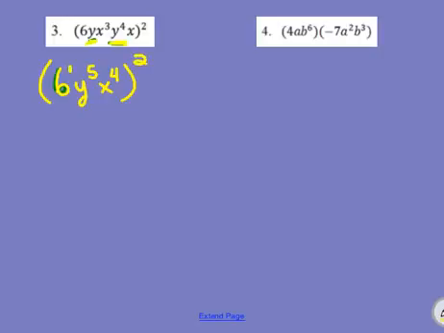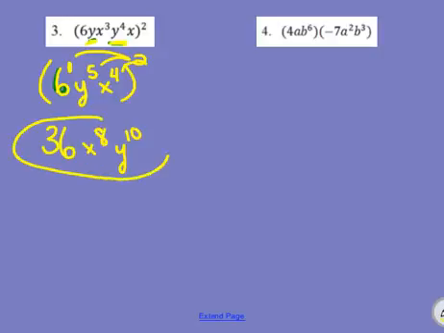So now, like I said before, this is like 6 to the 1. So 1 times 2 is going to be 2, and 6 squared is 36. Now you have 5 times 2, that's going to be 10. I'd probably write it in alphabetical order, so 36y to the 10th. And then 4 times 2 is 8. This is the best answer, I feel like, for when you simplify that.